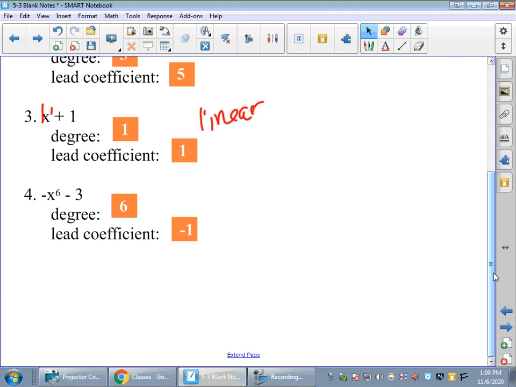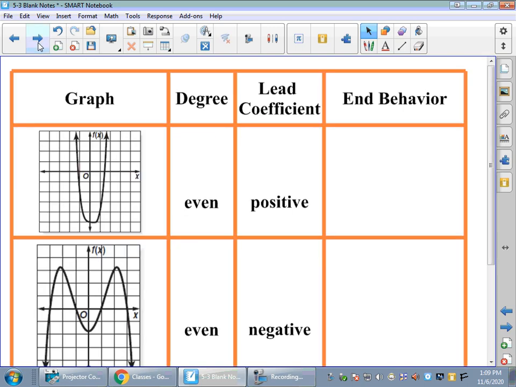So now that we understand degree and lead coefficient, we're going to look at the degrees and lead coefficients of different graphs and look for some patterns to help us understand the graphs. So we're going to break the degree into evens and odds. Even degree functions do something different than the odd degrees. And then the lead coefficients we're going to break into positives and negatives. So on this next page here, if you look, lots of information here, but I'm just going to kind of break it down for you.